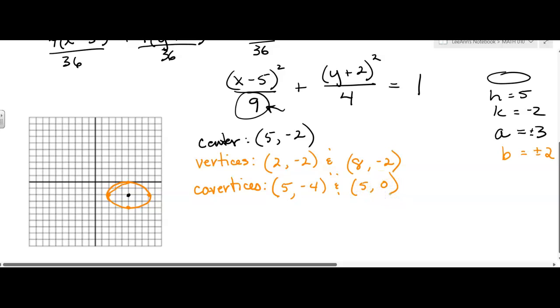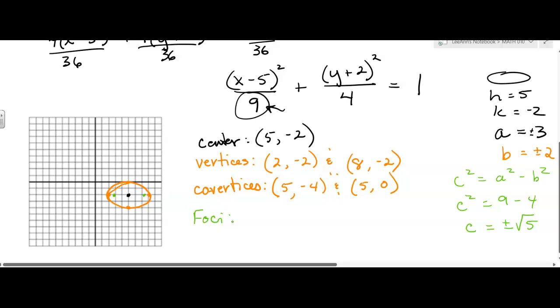And then where will the foci be? Well, in order to do the foci, we have to figure out C. So C squared equals A squared minus B squared, or C squared equals 9 minus 4. I think we had this before. C equals plus or minus the square root of 5, which we said was about 2.2. So it's going to be, right there's going to be 1, and right there's going to be 1. Those are the foci.